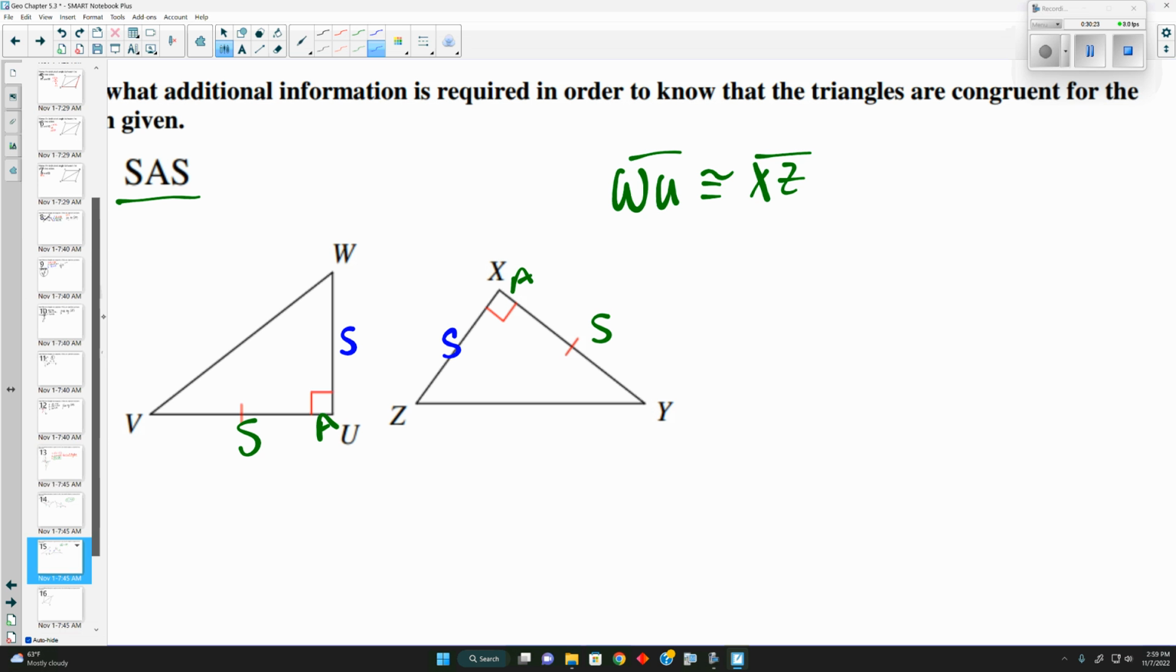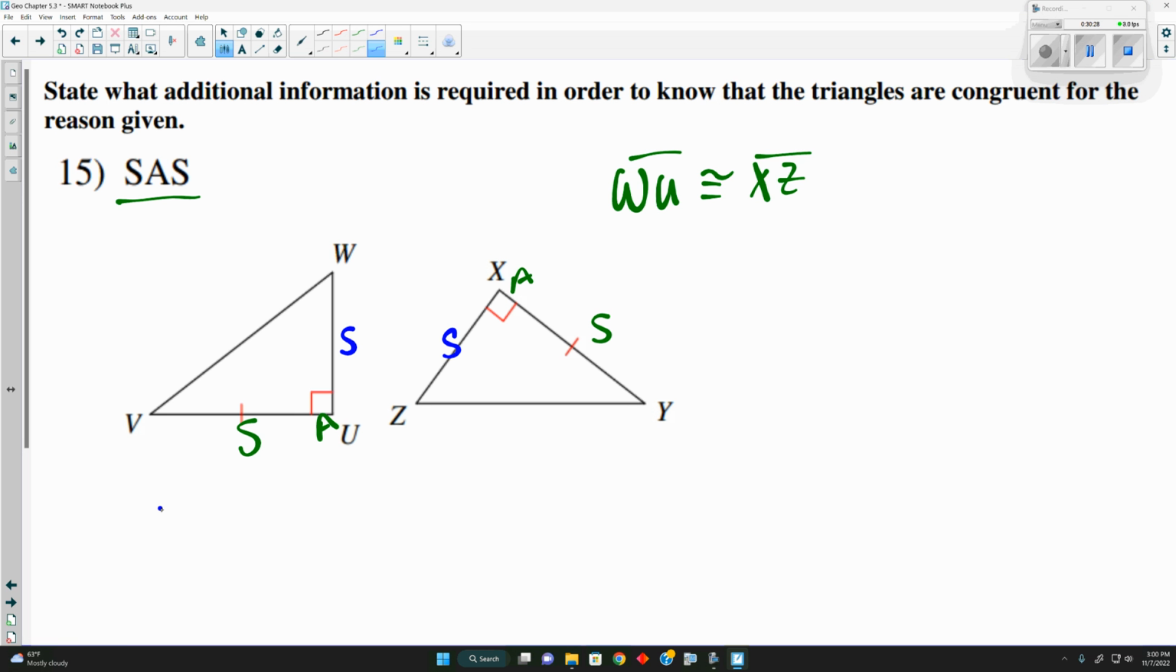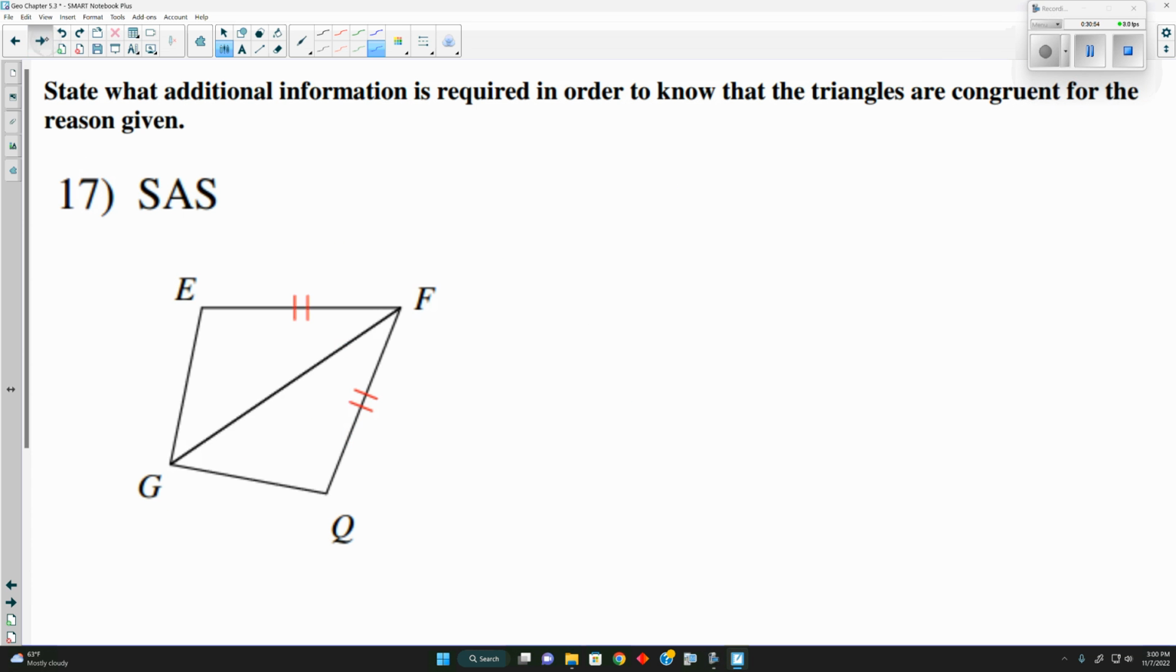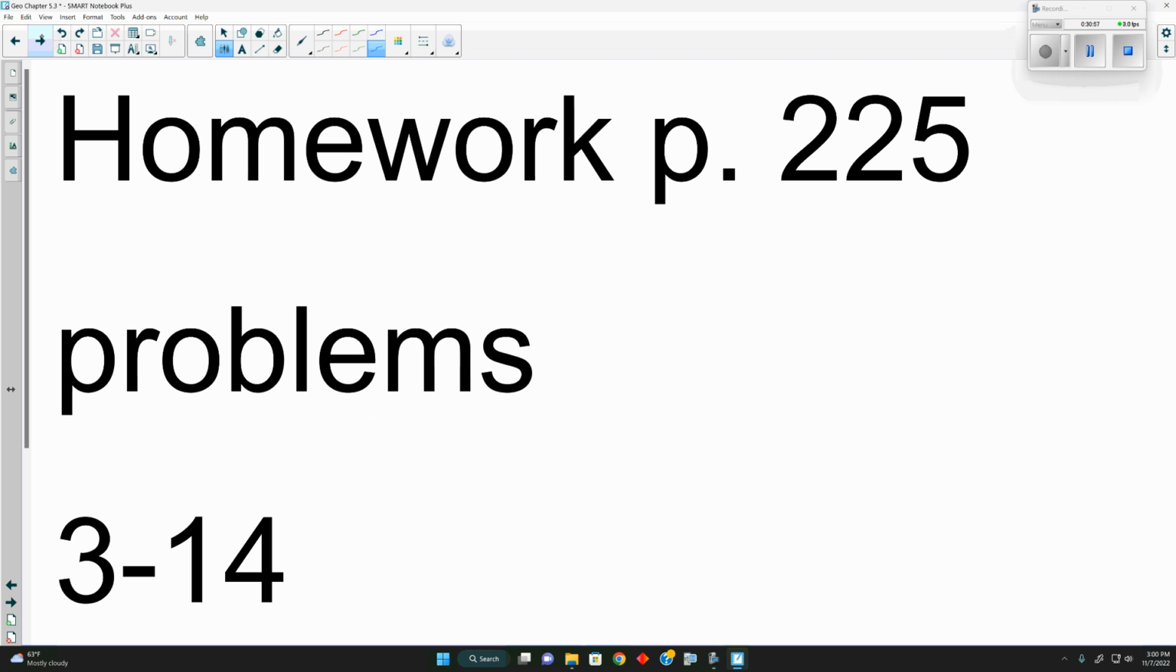Questions on this here? Three through 14. Three through 14. All right, guys. Are there any questions on any of this here? So, your assignment is on page 225, 3 through 14, all.